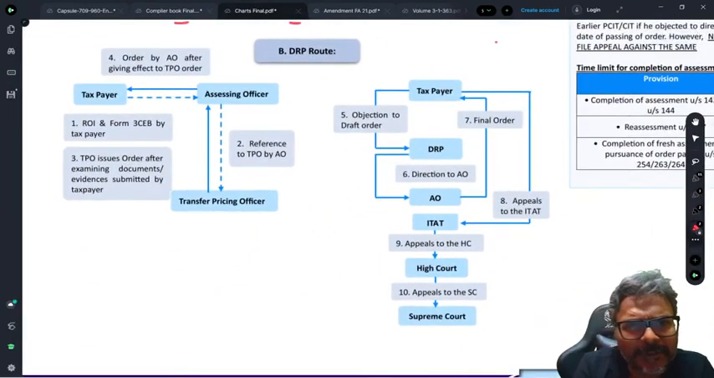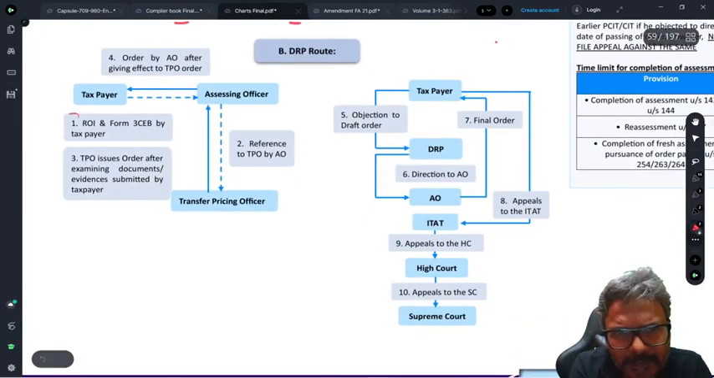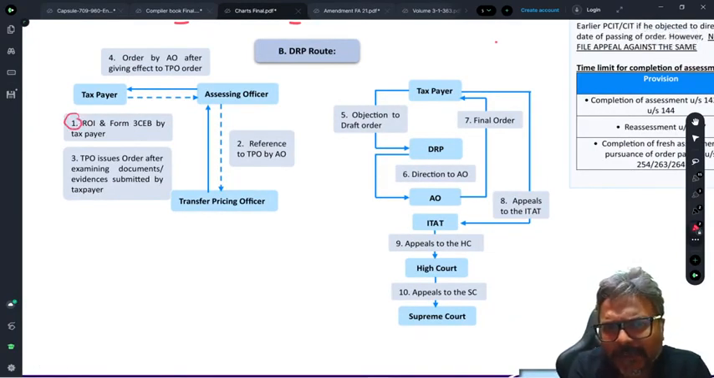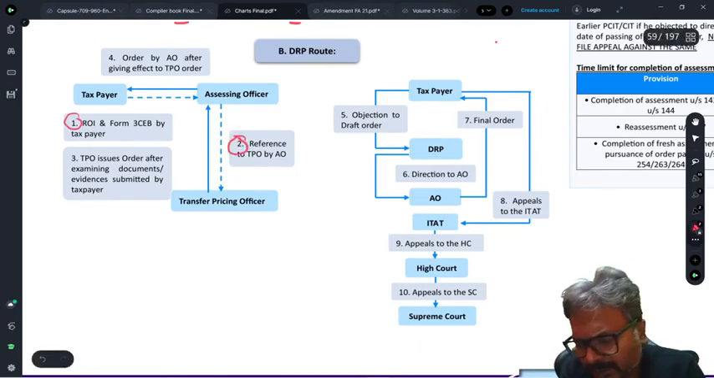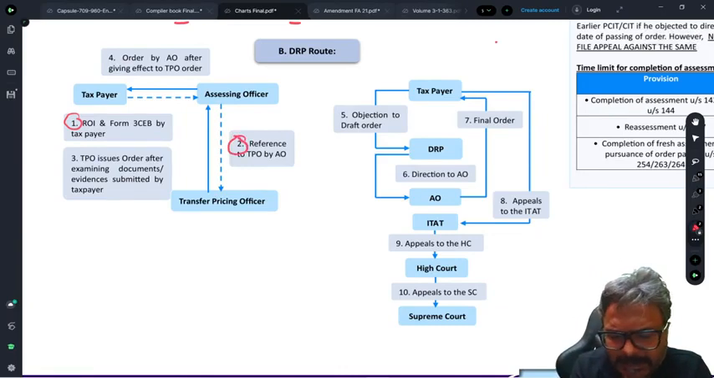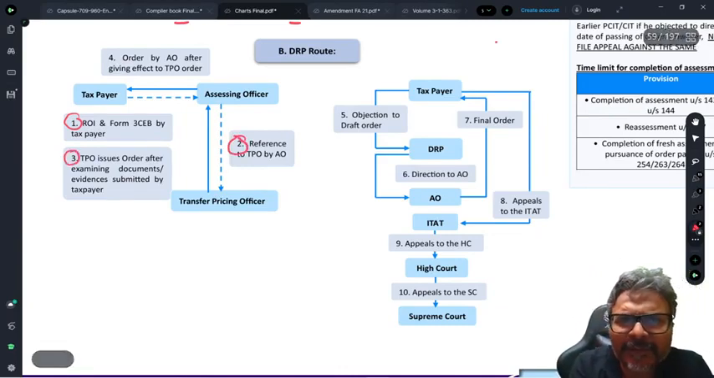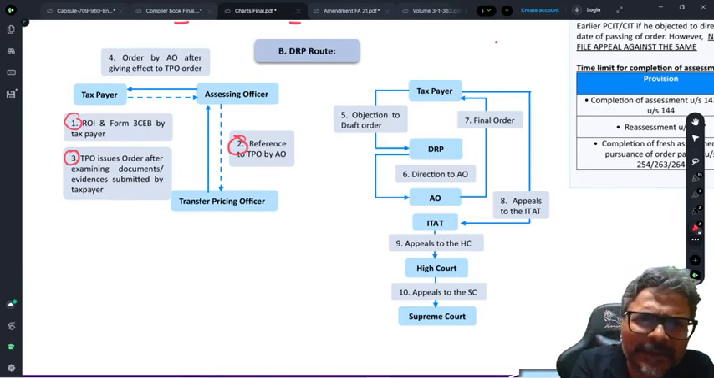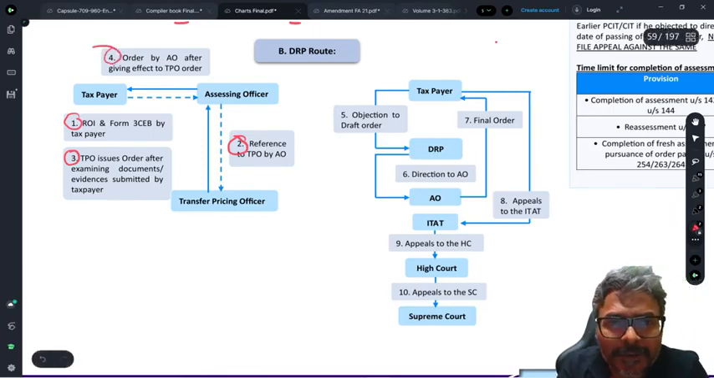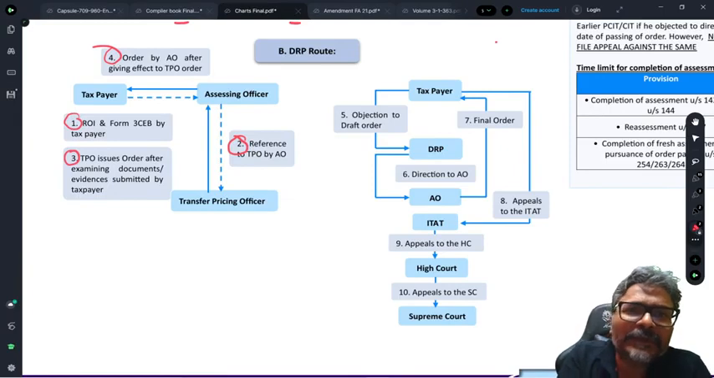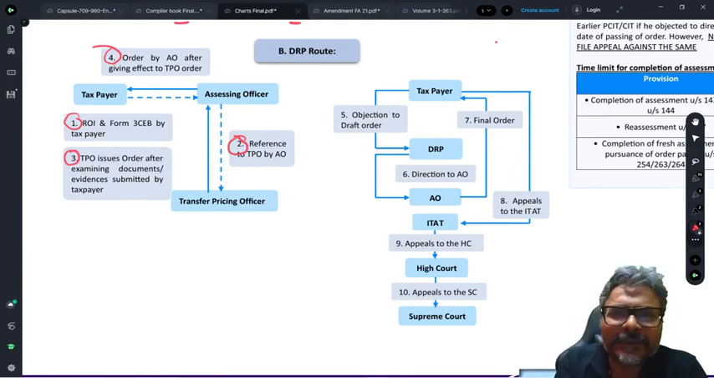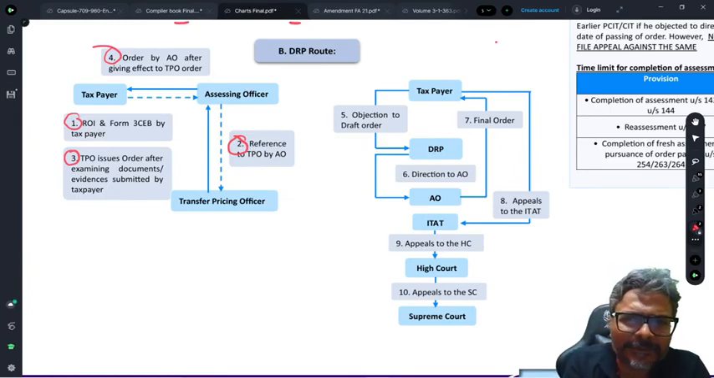The initial reference will remain the same, like the ROI and the form filed by the taxpayer. Then thereafter, students, the reference is made to the transfer pricing officer by the AO. Thereafter, the transfer pricing officer issues the order after examining the documents and evidence submitted by the taxpayer. And point number 4 is the order by the AO after giving effect to the transfer pricing order. That is the entire scenario.